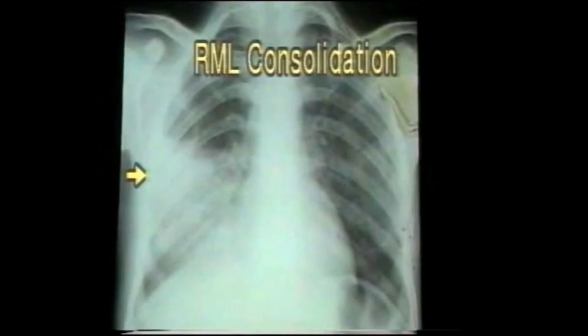This X-ray shows a uniform opacity of the right lower zone. The opacity merges with the heart shadow, hiding the heart border, indicating that it is in the right middle lobe. Note that it is bounded above by the transverse fissure, which is in its normal location. There is no displacement of the diaphragm or the mediastinum as would occur in a collapse. This is a consolidation of the right middle lobe due to lobar pneumonia.